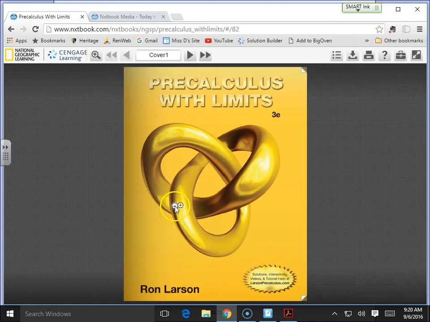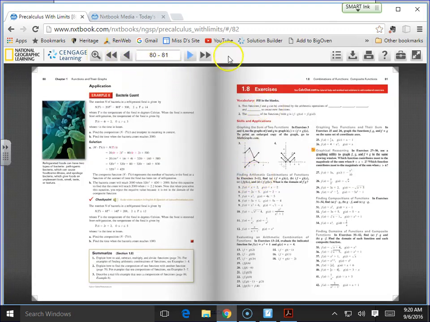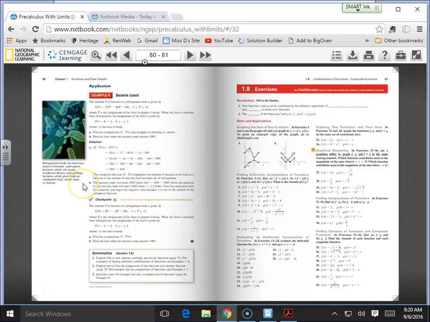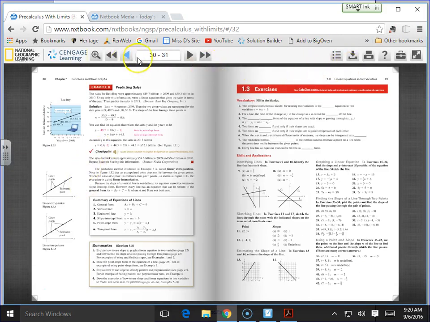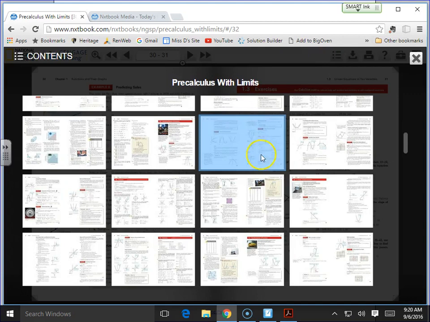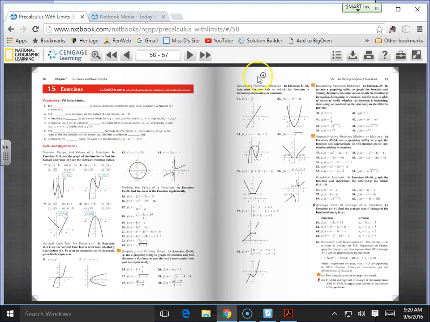Let's see, section 1.5, is this it? Oh my, no, that's not it. That was too much fun. Now, that's 1.3. There we go. Okay, number 9.